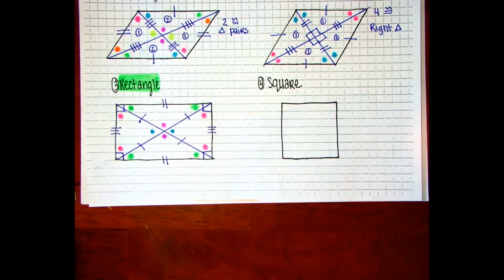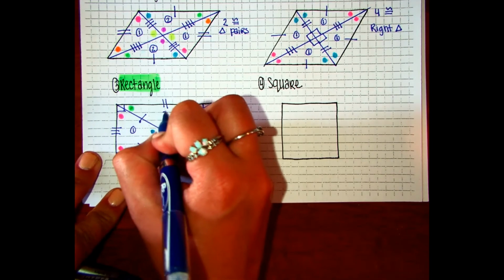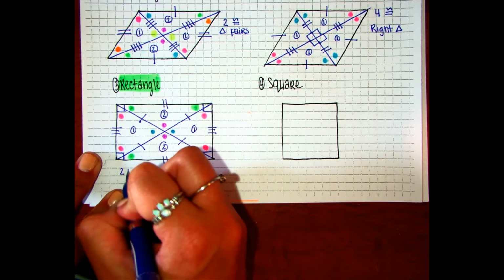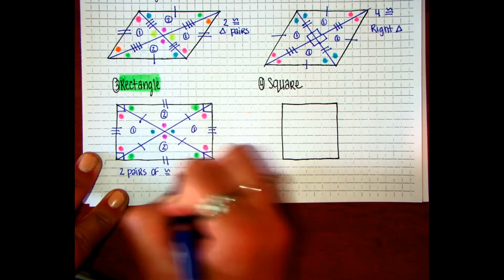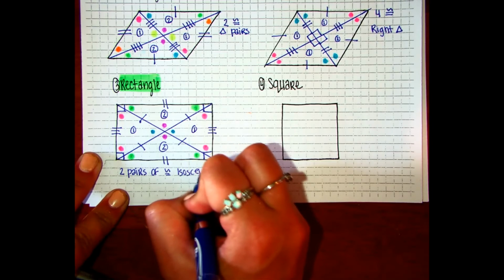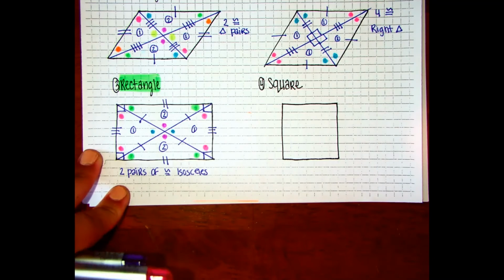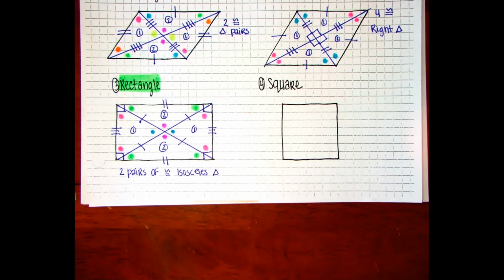So rectangles, actually what's created within them are isosceles triangles. So 1 corresponds to 1, and 2 corresponds to 2. So you actually have 2 pairs of congruent isosceles. Did I spell that right? Yeah, I did. I always misspell it when I talk. 2 pairs of congruent isosceles triangles, and that's true for rectangle. So being able to just identify this information is very, very helpful. Last one is square.